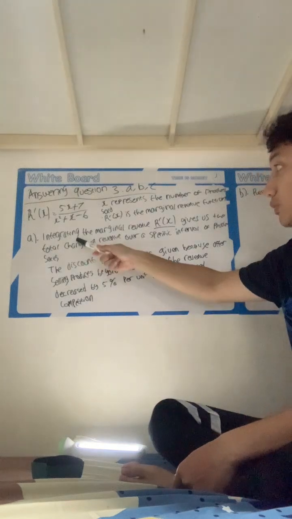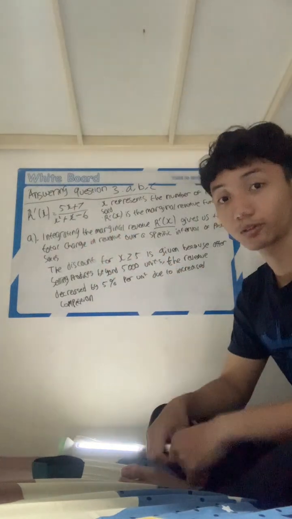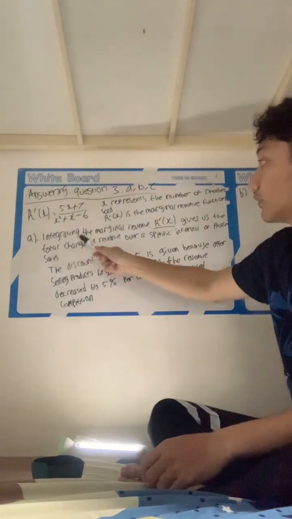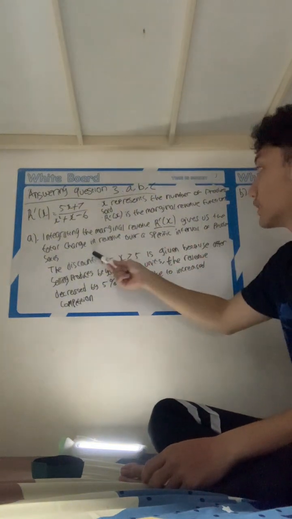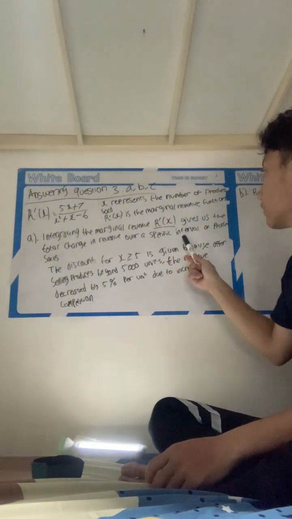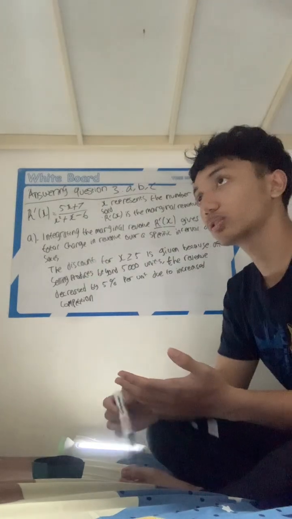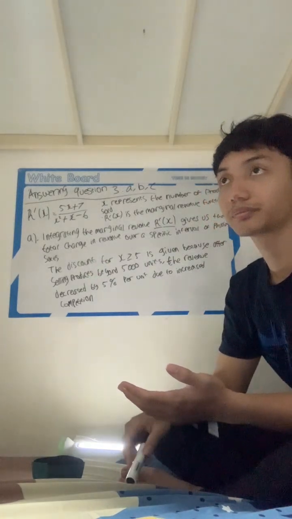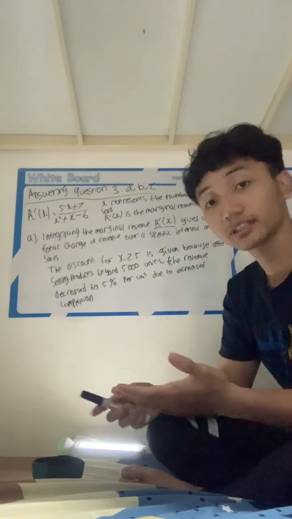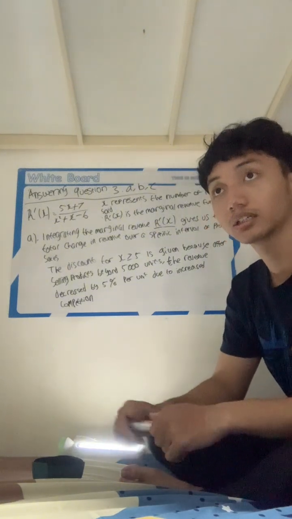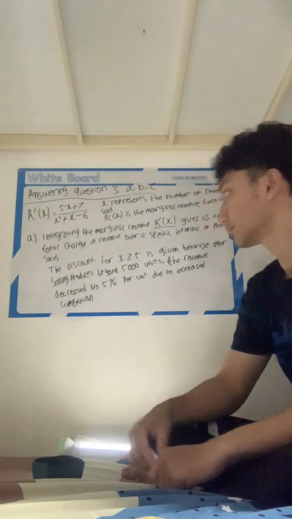Okay, so answering the question for part A, integrating the marginal revenue R'(x) gives us the total change in revenue over a specific interval of product sales. So this also means that the revenue can increase or decrease based on the number of products sold.